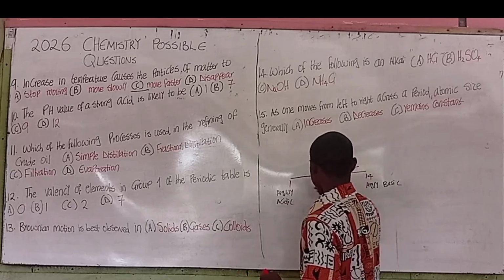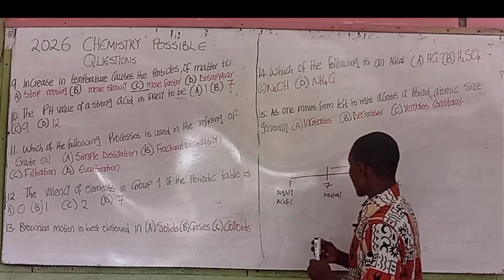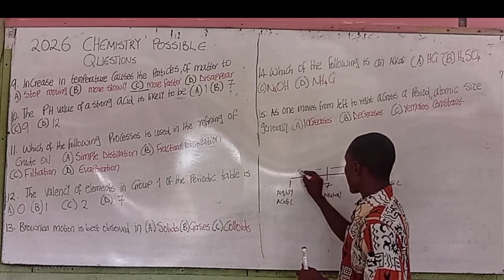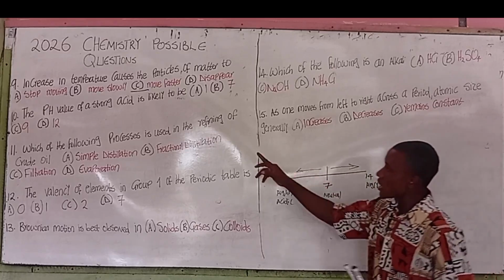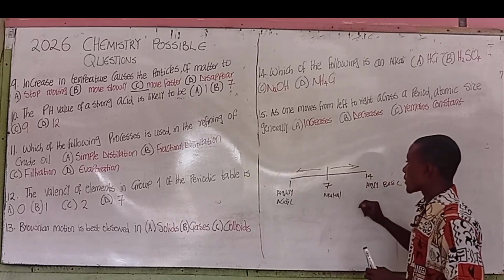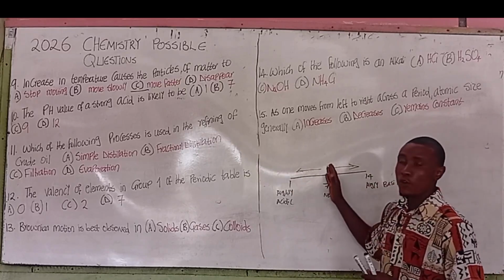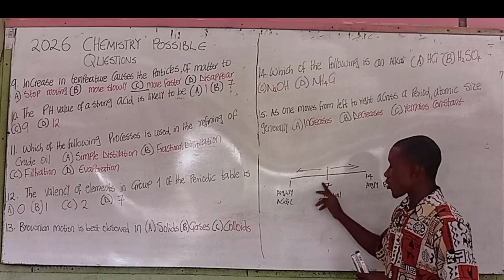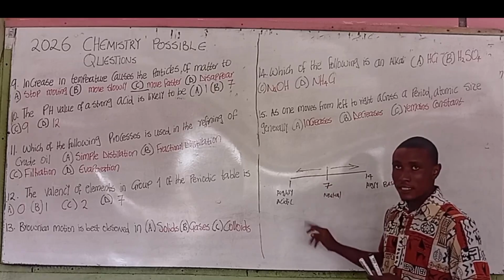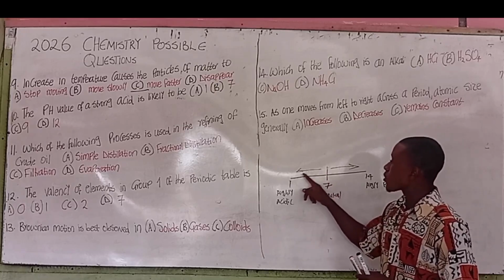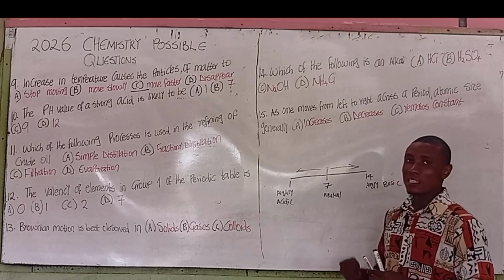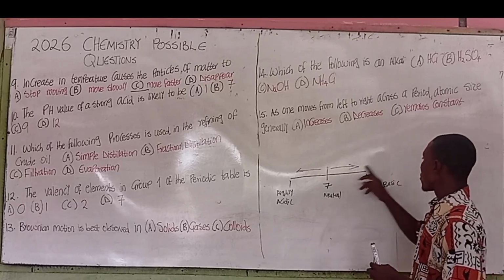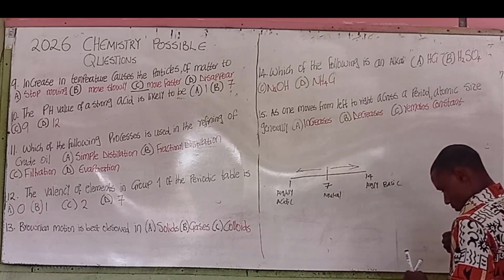It goes this way and it goes this way. So when the pH value of a strong acid reduces from 7, 7 is what? Neutral. So when it goes down, the more it goes down, the higher acidic it becomes, and the more it goes up, the higher basic it becomes, right?